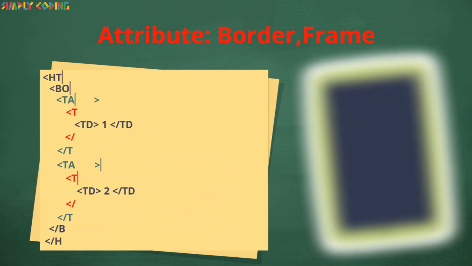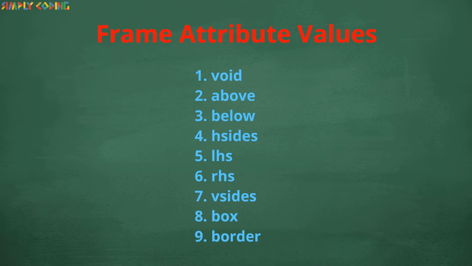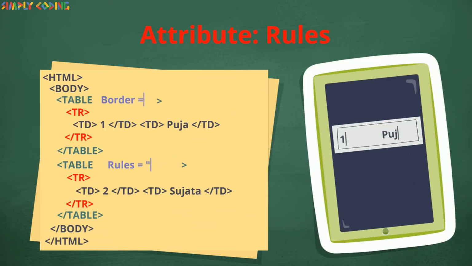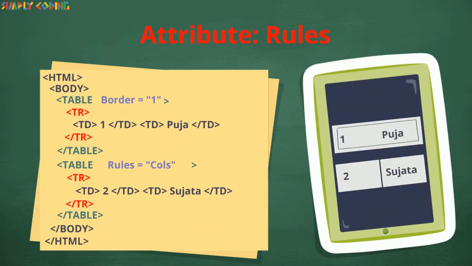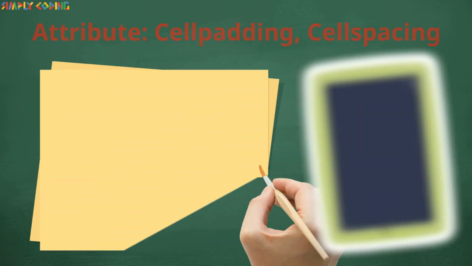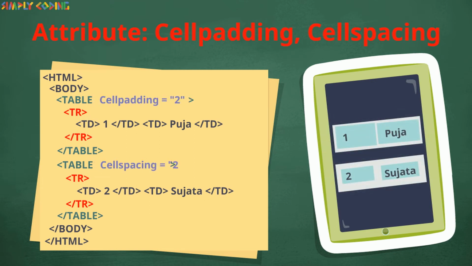Next is the frame attribute, which is used along with the border attribute. It can have any of these values and determines which of the borders will display. Void is used to display no border. You can also use the rules attribute within the border. It determines the inside borders and can have any of these values. Table has two additional attributes, cellpadding and cellspacing, given in pixels. Cellpadding gives space between the cell wall and cell content. Cellspacing gives space between the cells.